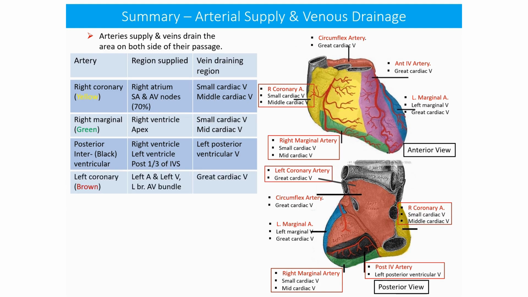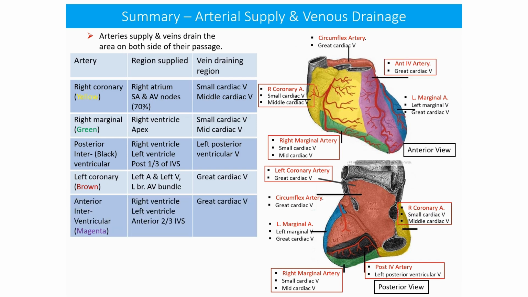Number four, a small part of left atrium and adjacent left ventricle and left bundle branch of His is supplied by stem of the left coronary artery and drained by great cardiac vein.